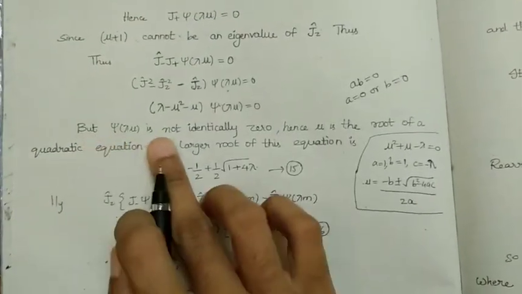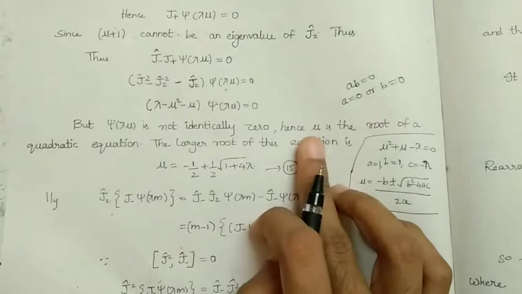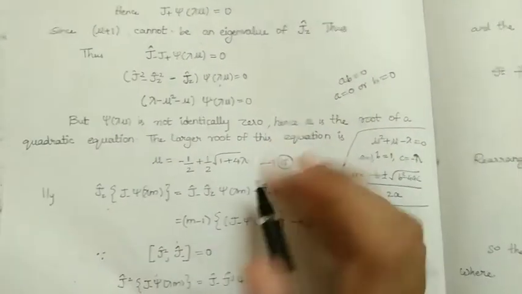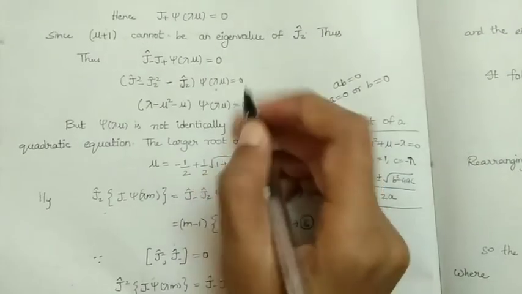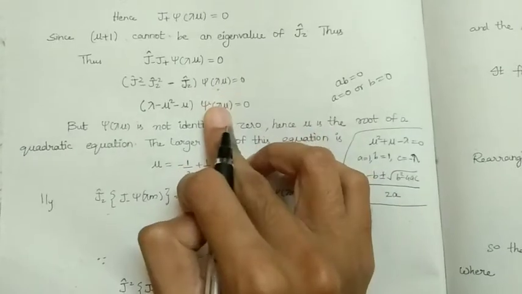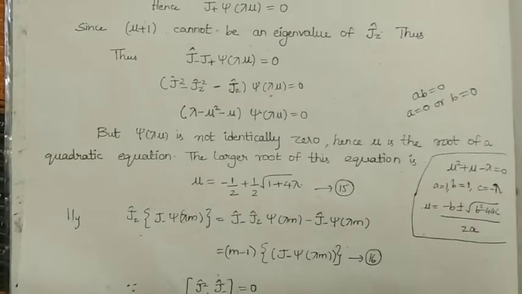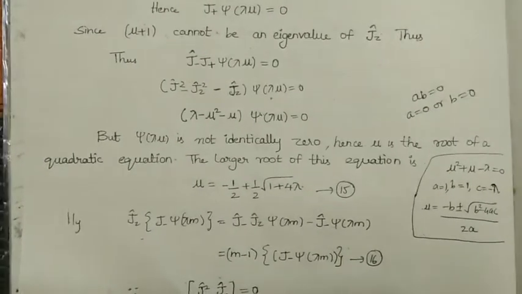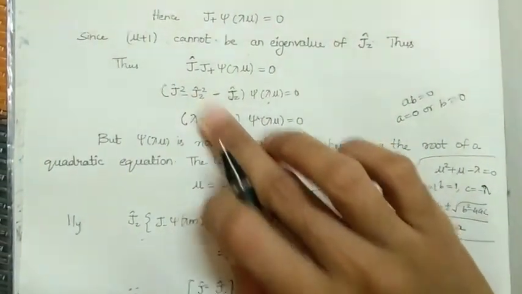But psi of lambda m is not identically 0. Hence mu is the root of the quadratic equation, the larger root of this equation. So here it is of the form ab equals 0. Then either a equals 0 or b equals 0. But if this wave function is considered as 0, then the wave function does not exist. If the wave function does not exist, then what is the meaning of operating j plus or j square on that wave function? So the wave function must exist. So the only possibility is that this term must be equal to 0.